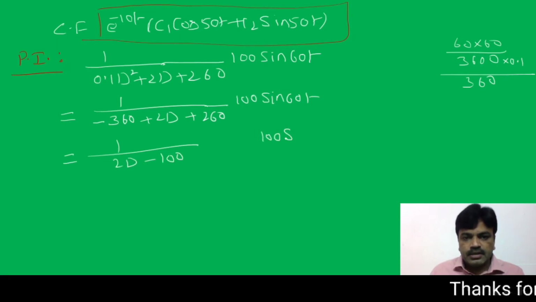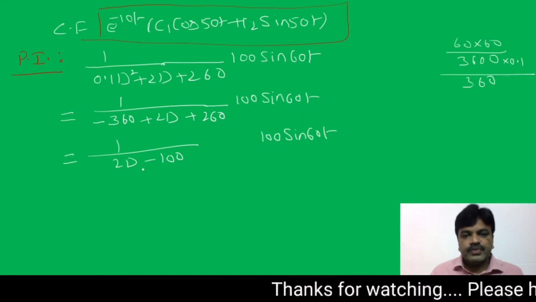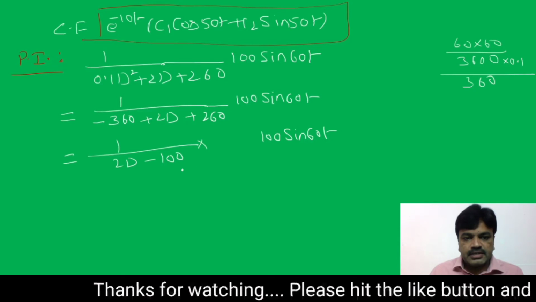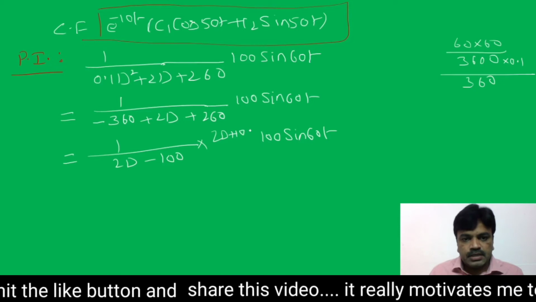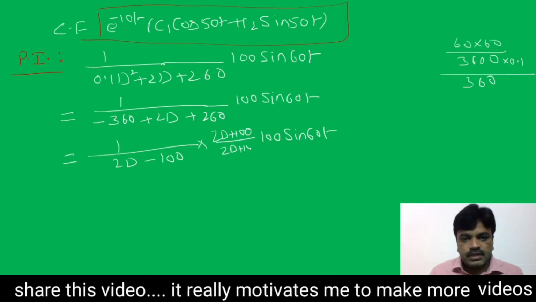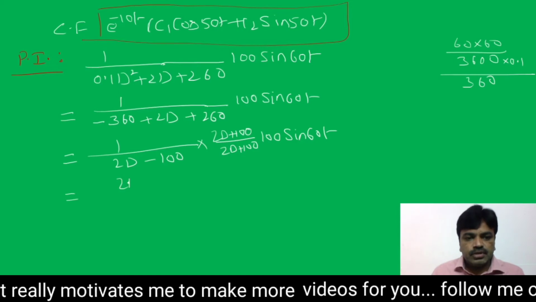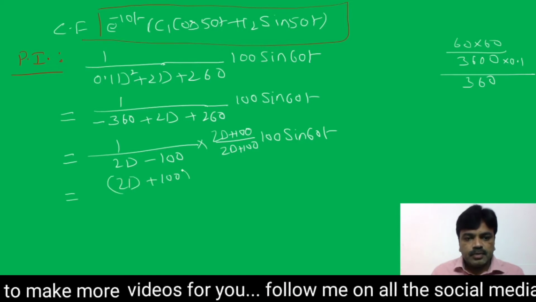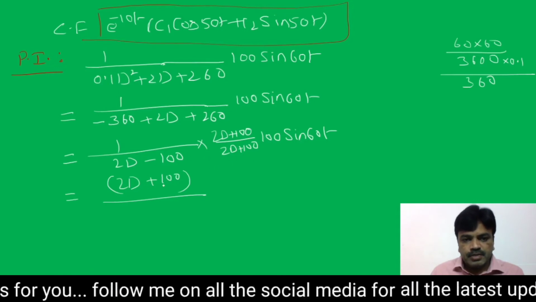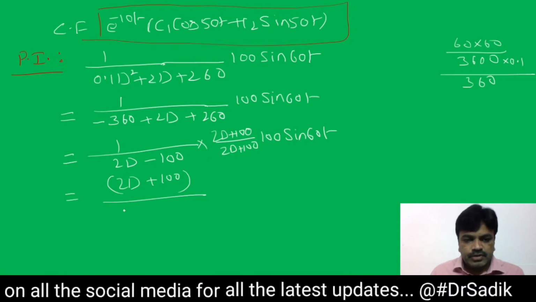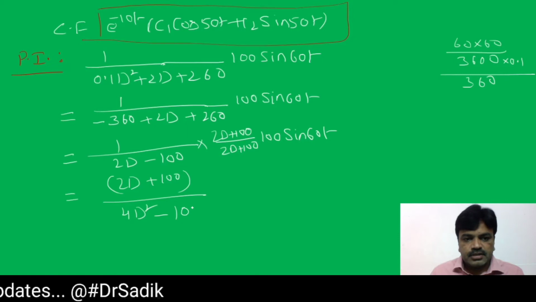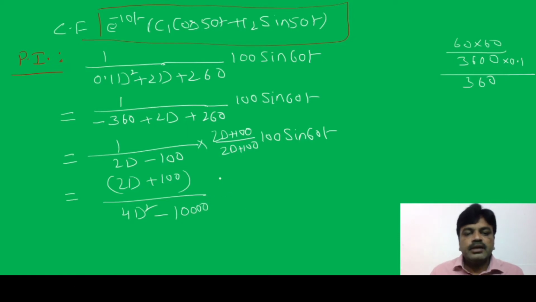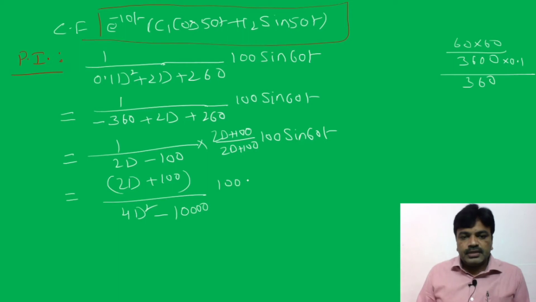100 sin 60t. To get D square, we are rationalizing the denominator, friends. What is the rationalizing factor here? 2D plus 100. So (2D plus 100) by (2D plus 100), that is equal to (2D plus 100) upon (a minus b)(a plus b), a square, that means (2D) whole square, so we get 4D square minus 100 square. 100 square means we get 10,000, into 100 sin 60t.